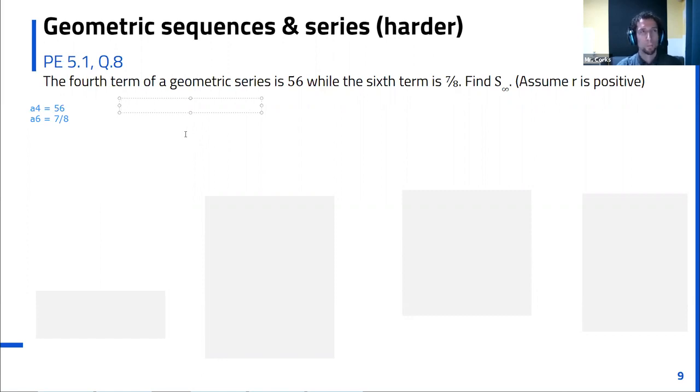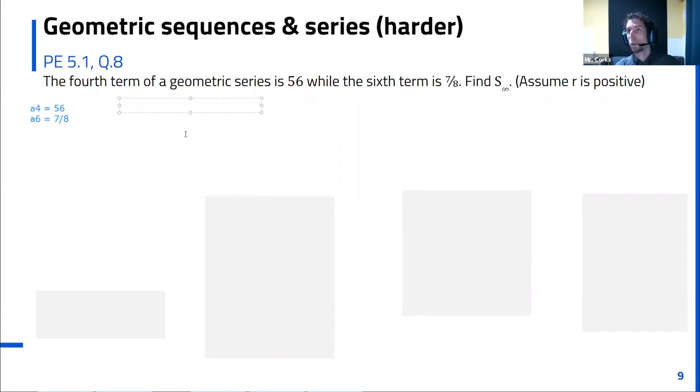So the first one would be A1 equals 56 over R to the exponent 4. The second one is 7 over 8 over R to the exponent 6. And then you just equate both of them together and then find R. Okay.